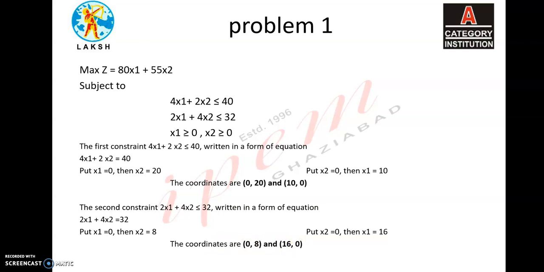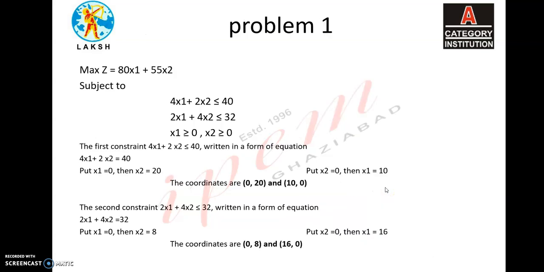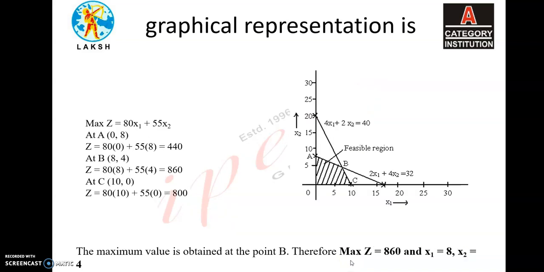The step number 2 is to draw the graph. Now we will draw the graph. The coordinates we had were 0, 8 and 16, 0. So this is 0, 8 and 16, 0. Match these with a straight line. The second coordinates are 10, 0 and 0, 20.